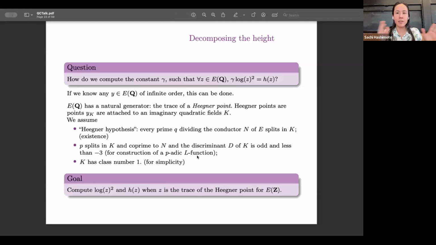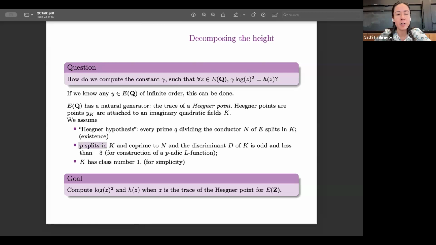And at this point in my talk, I'll make some assumptions. In order to have the existence of Heegner points, we need to assume the Heegner hypothesis, so that every prime q dividing the conductor of our elliptic curve splits in our imaginary quadratic field. So that'll put some restrictions on which imaginary quadratic fields we consider.